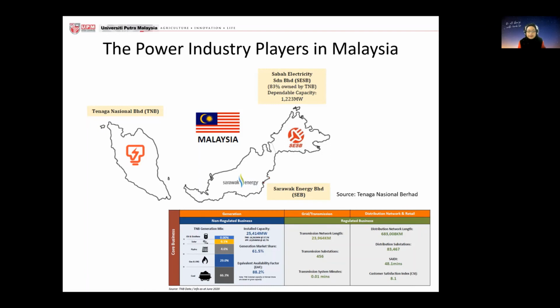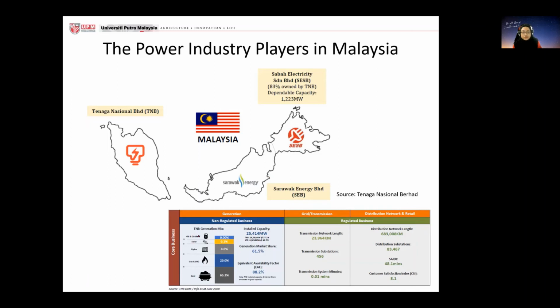So basically, the power business in Malaysia has 25,000 megawatts of capacity, and that comes from different generation mix.